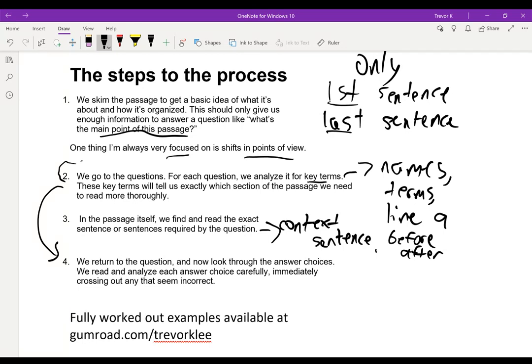If there's no key terms, I just skip to step 4 and I go through my answer choices, cross out any that seem incorrect, go back to the passage to search for any that seem like they might be correct.